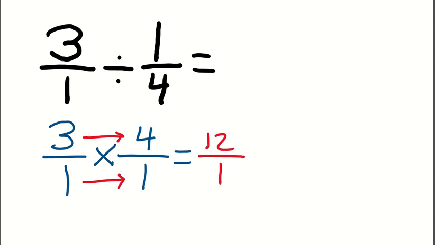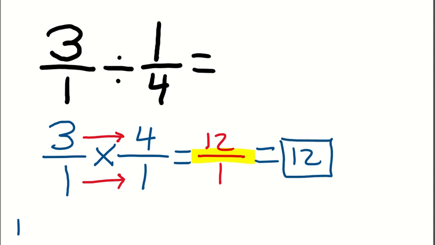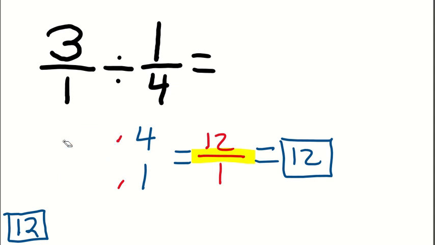Now remember, a fraction is a division problem, and 12 divided by 1 is still 12. So that's going to be my quotient. Now, just to prove that 12 is in fact the quotient, we should try and draw some pictures. That's right, today we're going to be doing the algorithm and drawing pictures. So let's do that real quick.